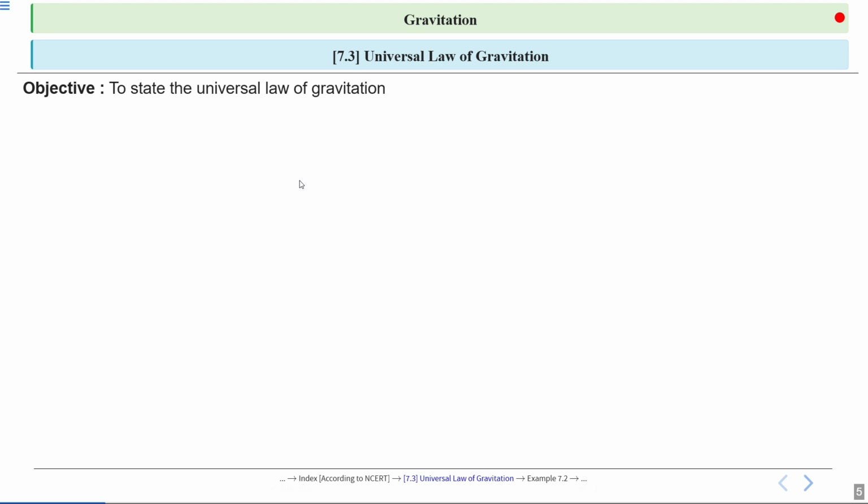So today we are going to explore the fascinating concept of gravitation. Our main aim is to understand the universal law of gravitation, which is a fundamental principle in physics. This law helps us explain how objects in the universe interact with each other through gravitational forces.